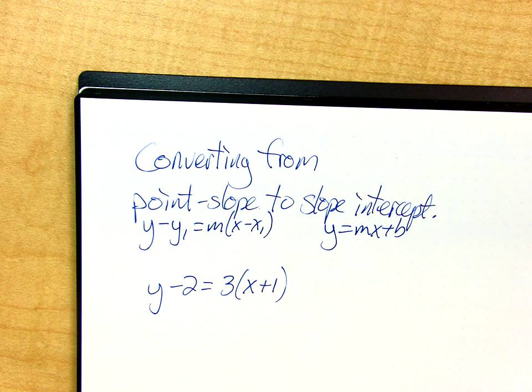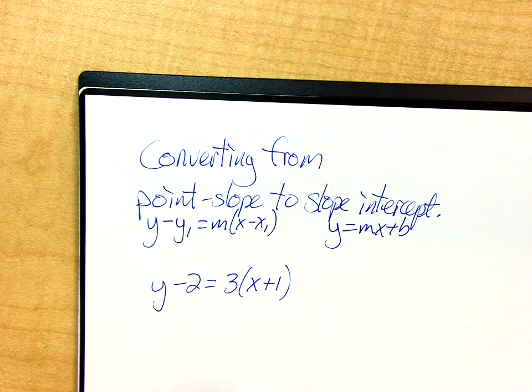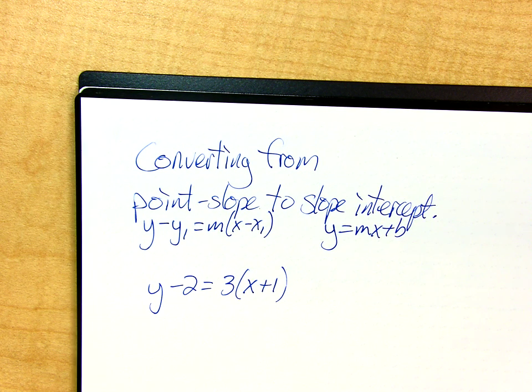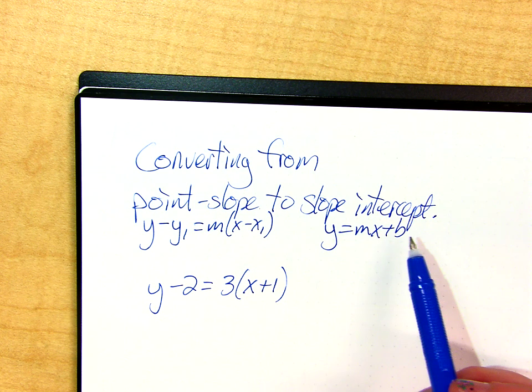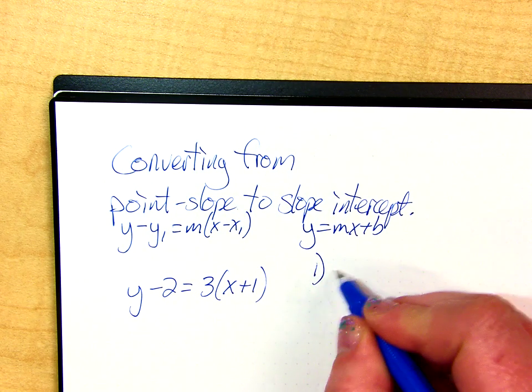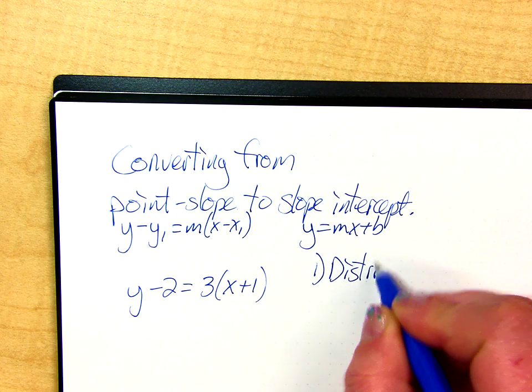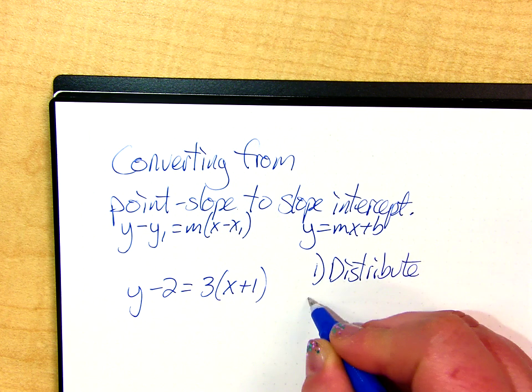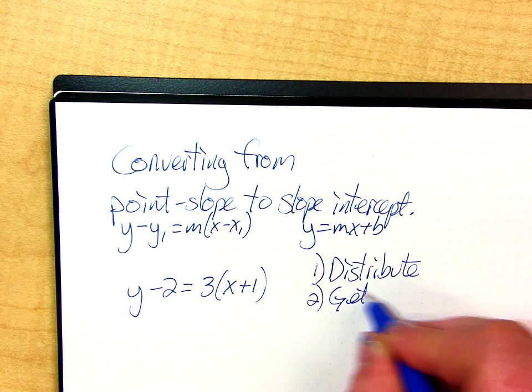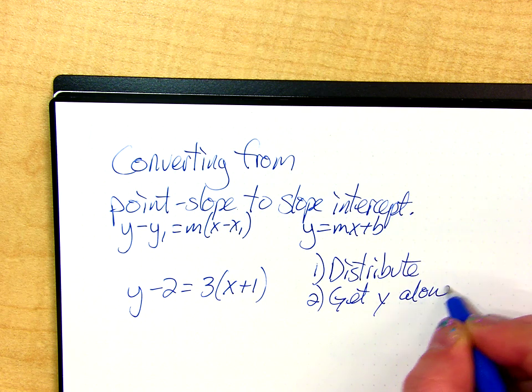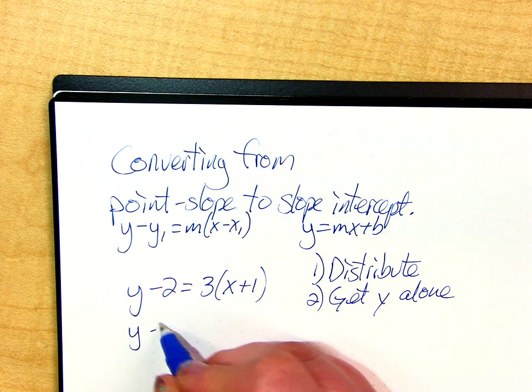I will, but not yet. I have to do something else first. Oh, distribute. Yes. It's actually really simple, guys. You're just going to distribute the slope, whatever it is, and then you'll just get the y by itself. That's it. So that's really your only 2 steps to go from point slope to slope intercept. So 1, distribute. 2, get y alone. And you're done. That's it. So this shouldn't be too hard.